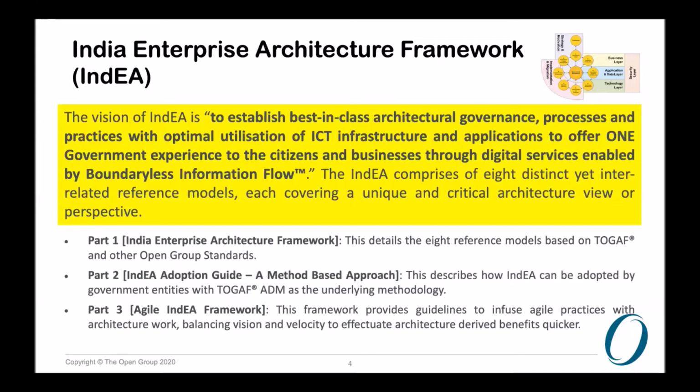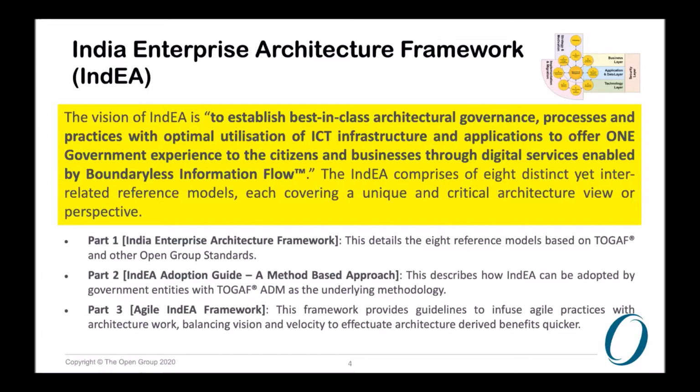to lead to optimal utilization of ICT infrastructure and applications to offer the experience of one government. So the basic philosophy of the IndEA Enterprise Architecture Framework is that a citizen should be able to go to a government agency, be it at the central level, federal level, state level, or local level, and he or she should get a single government experience. He is going to a single government entity. He is not going to a department or a ministry. So that's the basic vision.